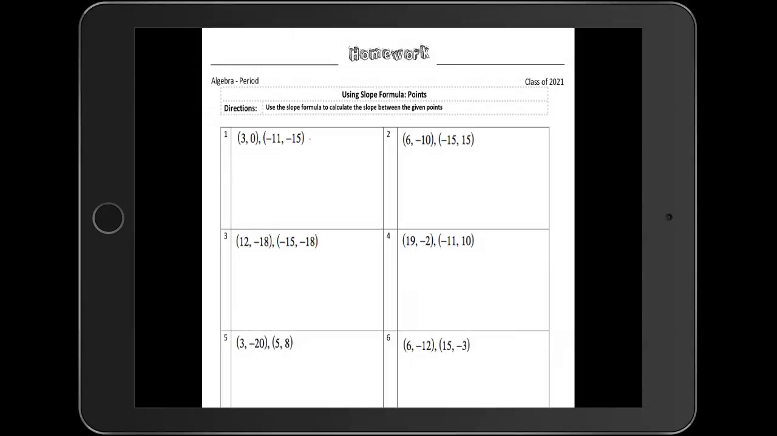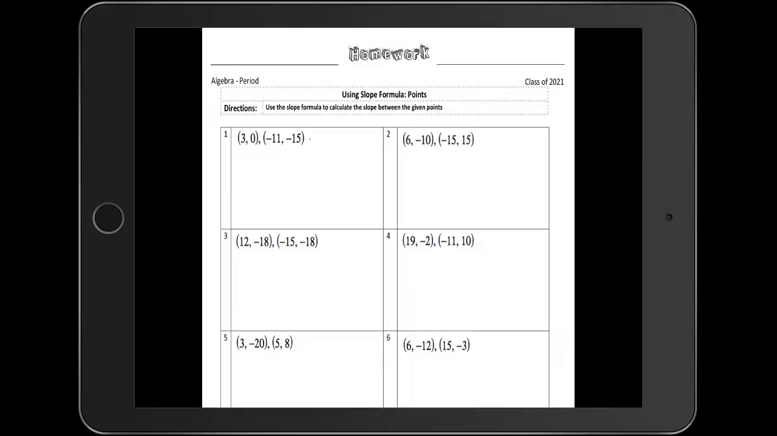Hey children, so we're going to be taking a look at problems 1 and 2 of your homework, just as a helpful reminder to help you finish the rest of your homework tonight. So what we're doing is we're finding the slope using points. So if they give you 2 points, you should be able to find the slope.